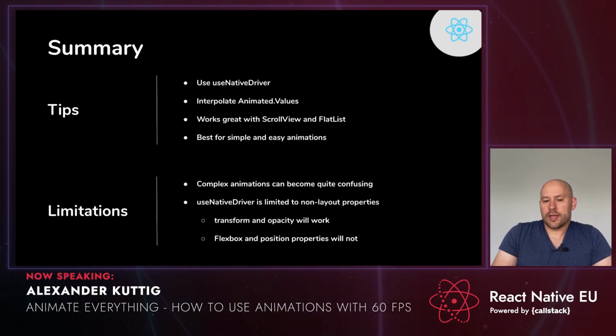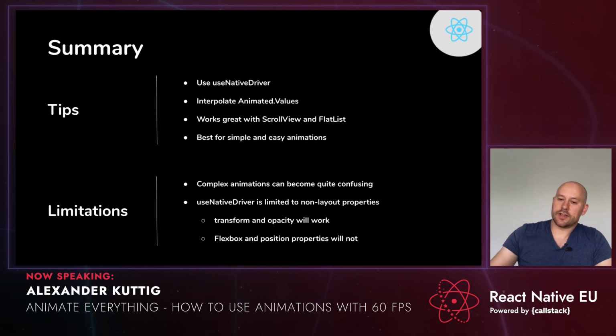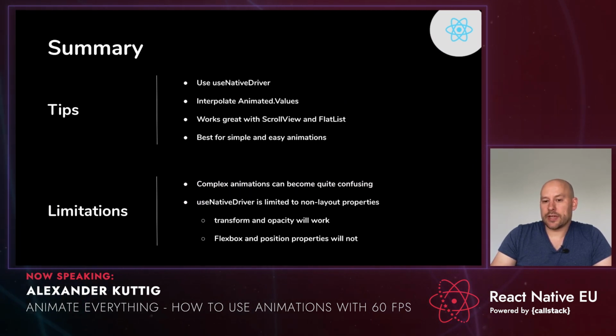So now we're coming straight to the limitations, because complex animations can become quite confusing. They can become a lot of code, and you are able to combine animations. You can run animations in parallel, you can run animations one after another, and so on. But they become quite complex and quite confusing very fast. So in our company, we use the Animated API for simple use cases and in applications where we only have these simple use cases.